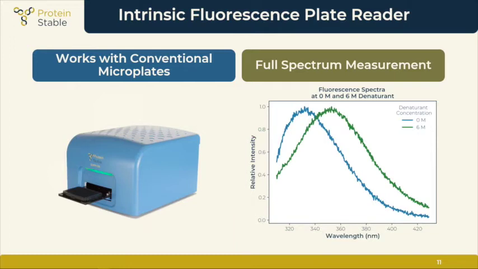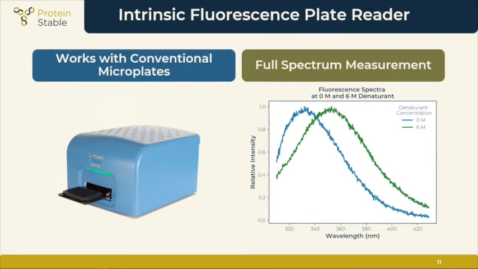The SUPR-CM is capable of performing full spectrum measurements, as you can see on the plot on the right, when we're doing chemical denaturation experiments. This is where we have the antibody in a titration of different denaturant concentrations, and we measure the change in fluorescence spectrum with denaturant concentration. Comparing the 0 molar case and the 6 molar case here, we can see there's a clear shift in the fluorescence spectrum of the antibody. And so we can quantify that change.